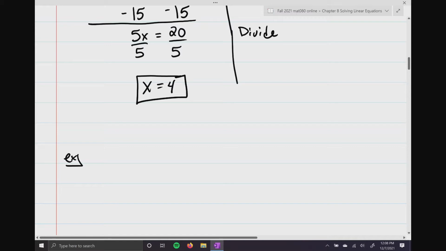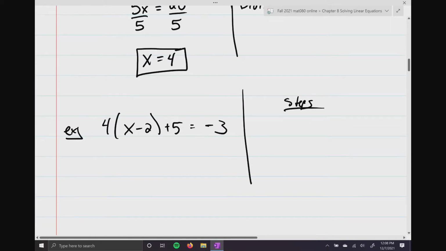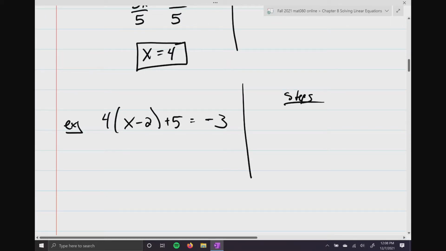Let's try 4 times a quantity, x minus 2, plus 5 equals negative 3. All right, so step 1, do I see fractions? No, so I can skip it. Step 2, do I see parentheses? Yes. So I'm going to have to use my distributive property.